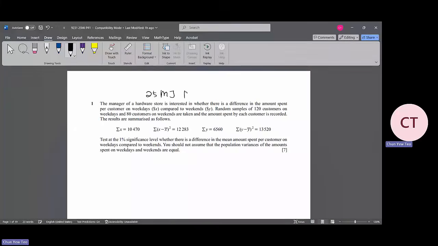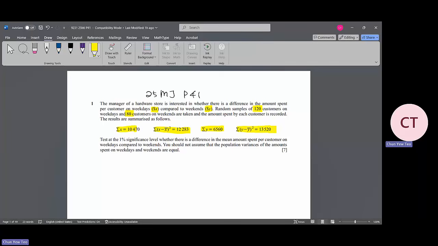June paper 41. Let's take a look at question number 1. The managers of a hardware store are interested in whether there is a difference in the amount spent per customer on weekdays in X, compared with the weekends in Y. A random sample of 120 customers on the weekdays and 80 customers on the weekends are taken, and the amount spent by each customer is recorded with the following result over here.